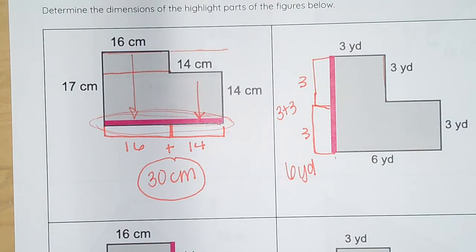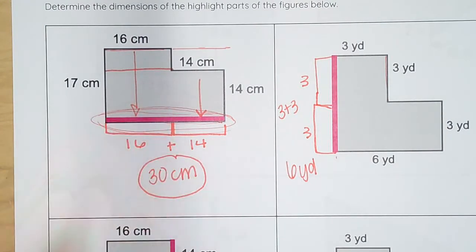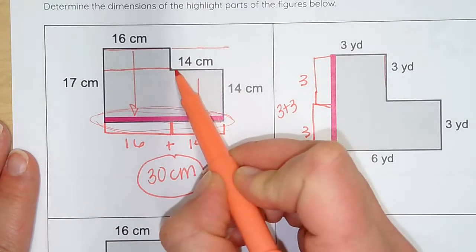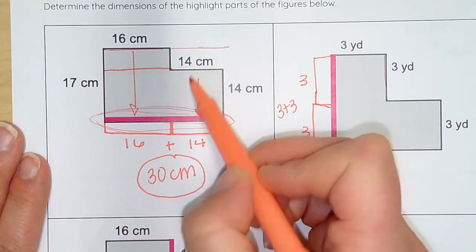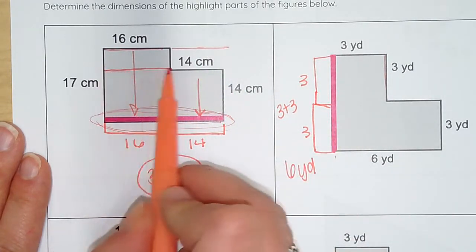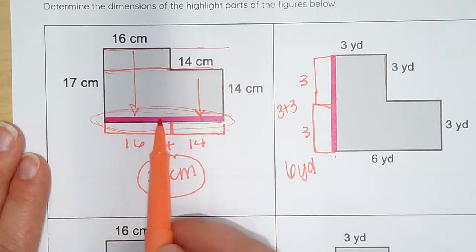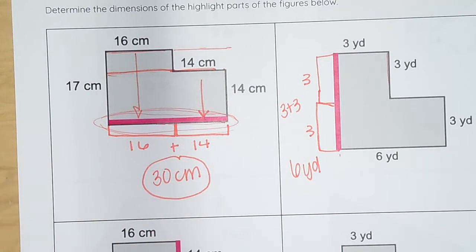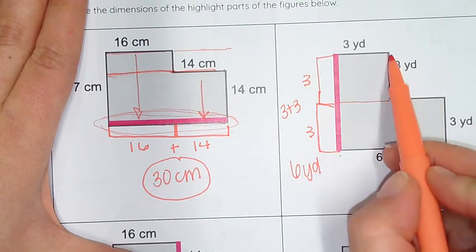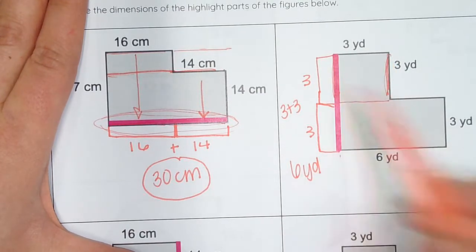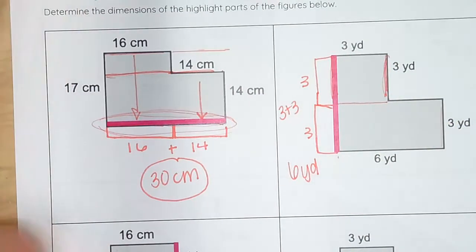We know, going back to this example for a moment, that the opposite sides of a rectangle are the same length. So if this is 16 and 14, this is 16 and 14, combining them equal 30. Same here. I could draw this line here, and then I know that 3 opposite side is 3, 3 opposite side is 3. Super important to remember what we know about rectangles.